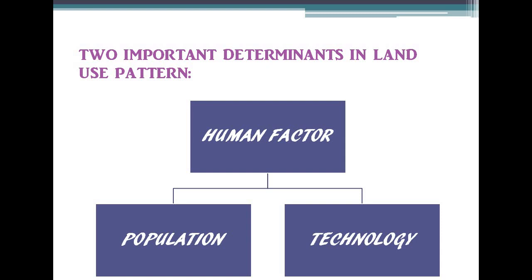When we talk about human factors, there are two primary things: population and technology. Now, how does population help? Population helps in different ways. In an area which is densely populated, we can have more and more leverage from that particular area. How does technology help? Technology helps in different ways, like construction, mining, the building of houses, roads, and setting up of industry.